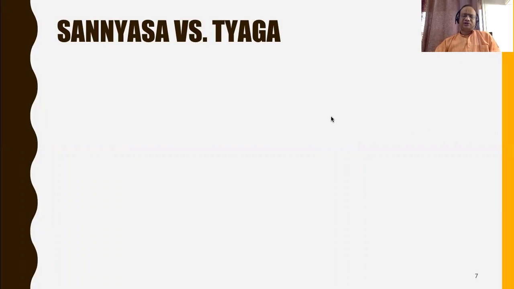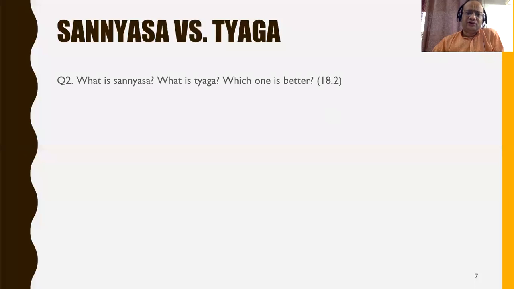We had 25 questions, and this time question number one I realized later was name and place. So we will start with question number two, which is actually directly related to the chapter. The question was: what is sannyas, what is tyag, and which one is better? This was a question asked by Arjuna in the beginning, and Lord Krishna responds to it. So let us hear from the participants what they have recorded as their answers.